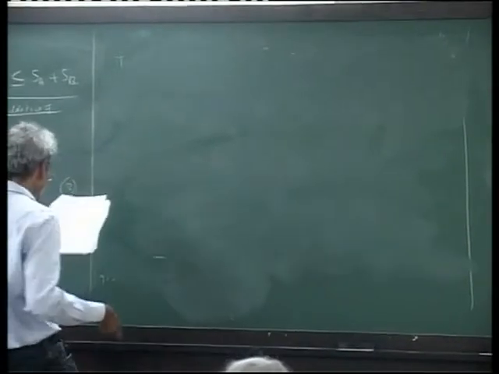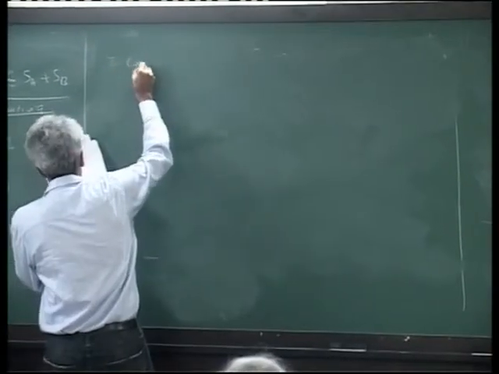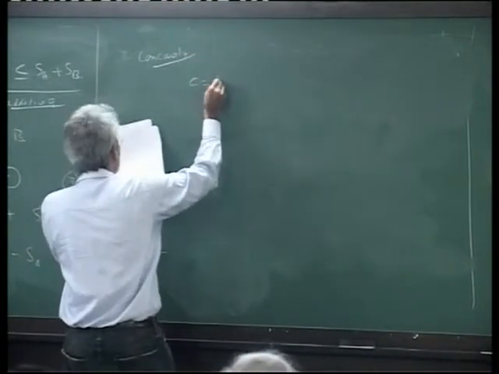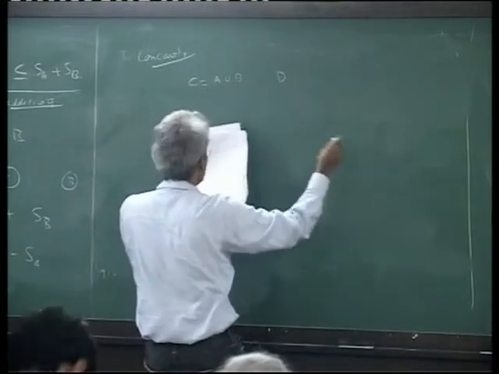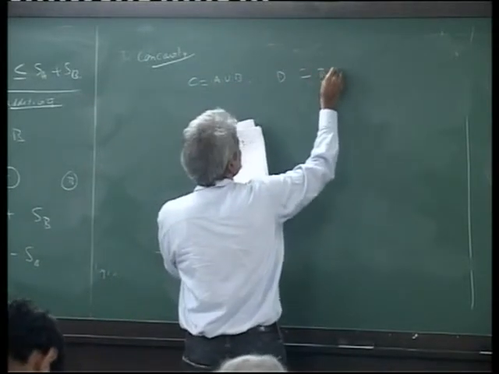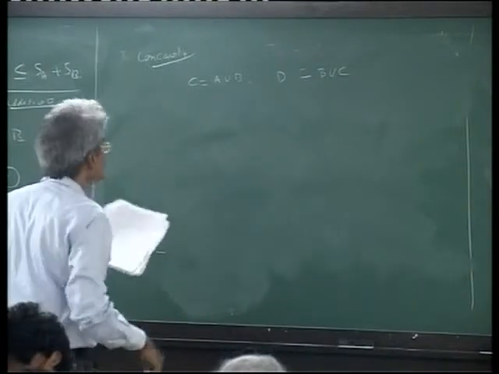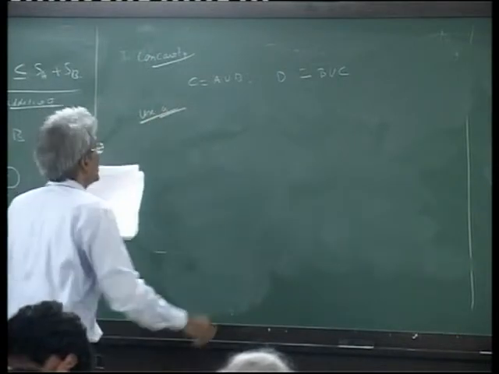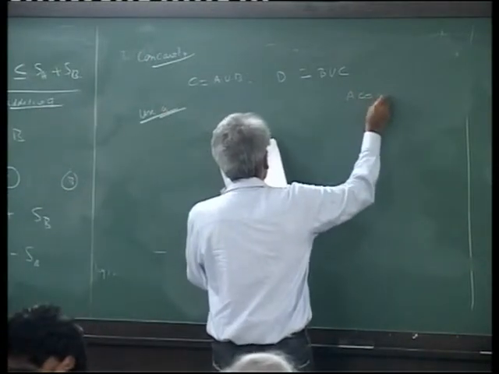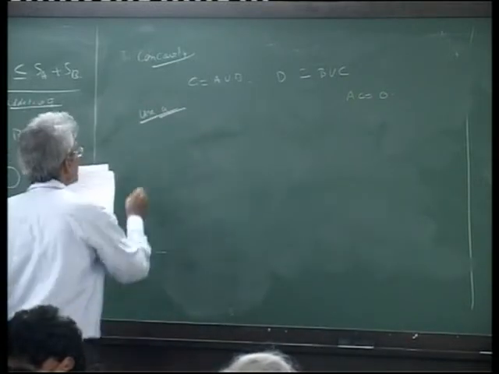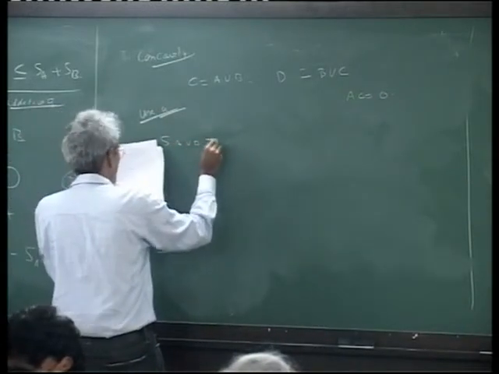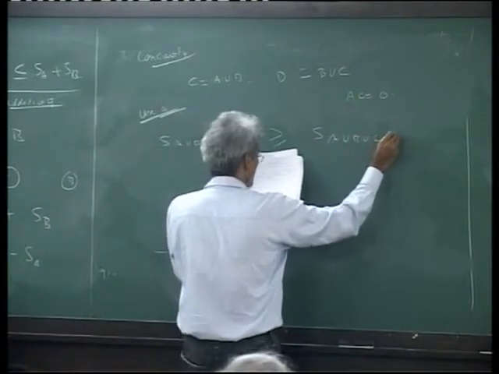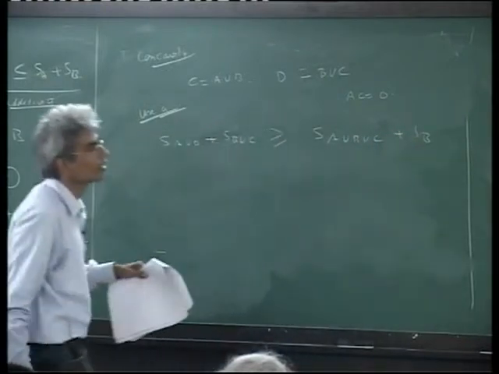So let's do this other one. Again, this concavity or whatever is just sort of, suppose C was A union B, and I replace it with B union C. Okay, I'll just call those things here and use A. And A intersection C is 0. So you get S(A union B) plus S(B union C) is greater than S(A union B union C) plus S(B). This was the form which was written before.